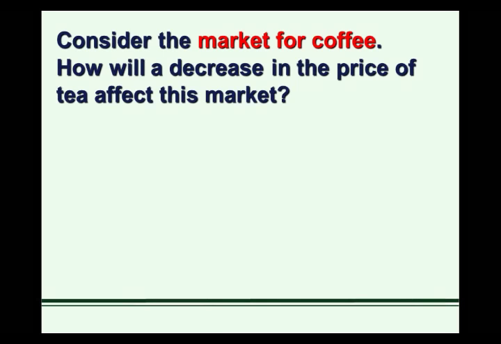So now let's consider some specific products and think this through. Consider the market for coffee. How will a decrease in the price of tea affect this market? And let's use this step-by-step process.